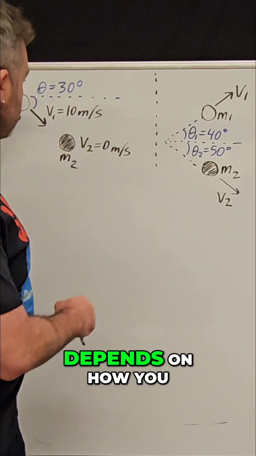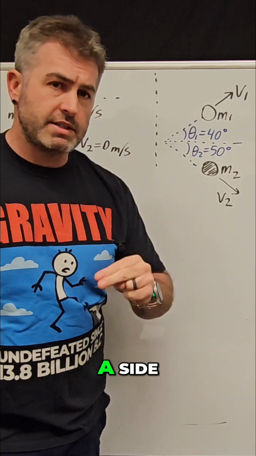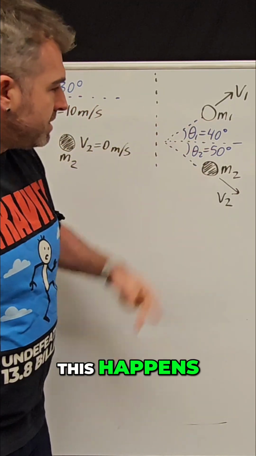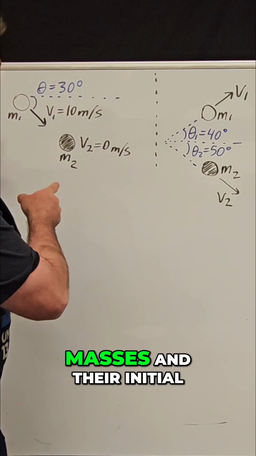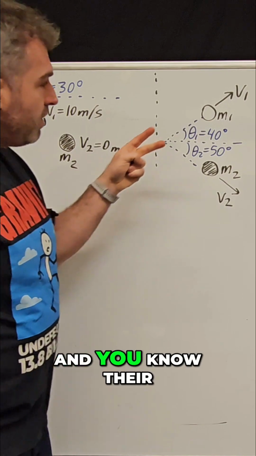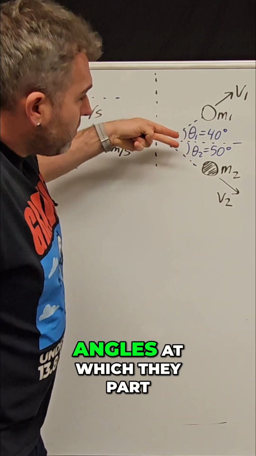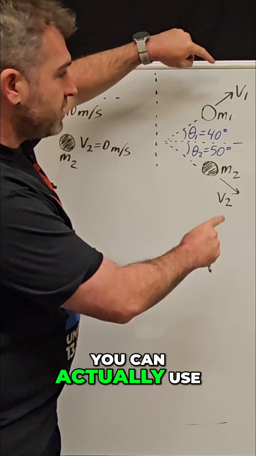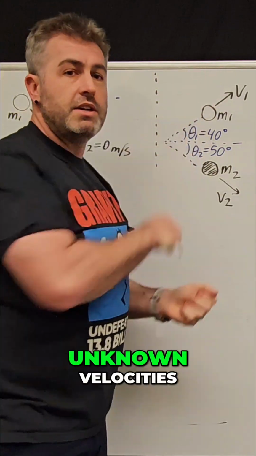It just depends on how you hit this ball with your initial hit. Is it dead on? Is it off at a side? So we're going to say this happens. And what I'm trying to show here is, if you know their masses and their initial velocities at the beginning, which we do, and you know their masses after the collision stay the same, and you know the angles at which they part, you can actually use the law of conservation of momentum to solve for both of these unknown velocities.